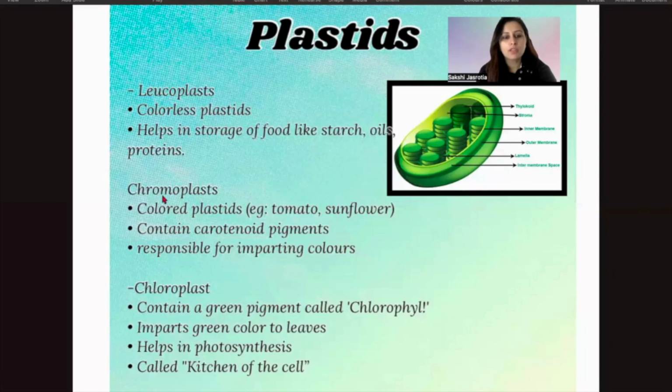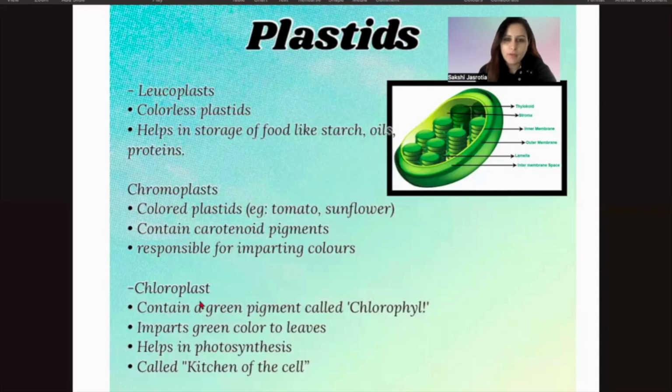Chromoplast, chromo means color. The word chromo comes from the word color, and plast is the pigments, right? So these are the color pigments that give a specific color to fruits, vegetables, and flowers. That is because of these chromoplasts, right? So they are responsible for imparting the colors, right?